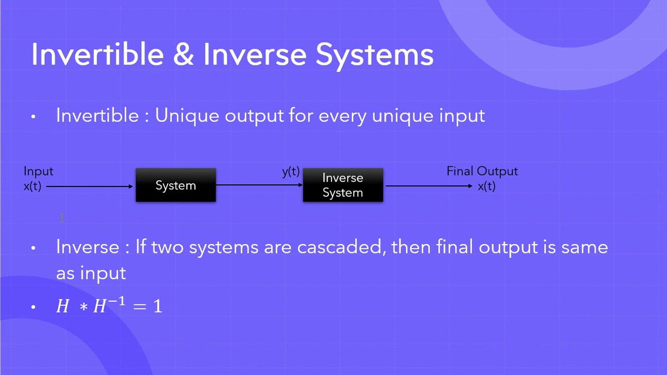So what will happen when we cascade those two systems together? We take h into h inverse, and we will be getting 1 as an output. So we are taking the multiplication of my original system h and the inverse system h inverse, and when we multiply both of them together, we get 1 as an output. That is also one of the properties of an inverse system. So that was it. Those were the different types of properties of systems.